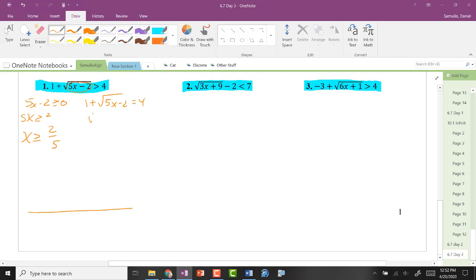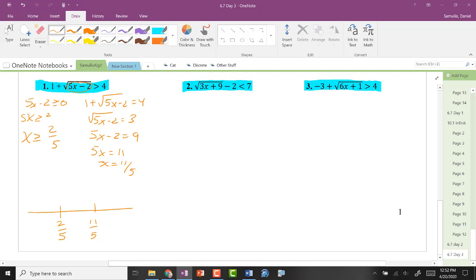Subtract 1. Get 3. Square both sides. Add 2. And I end up with x equals 11/5. Okay, so now we're going to check those 2 solutions, 2/5 and 11/5.